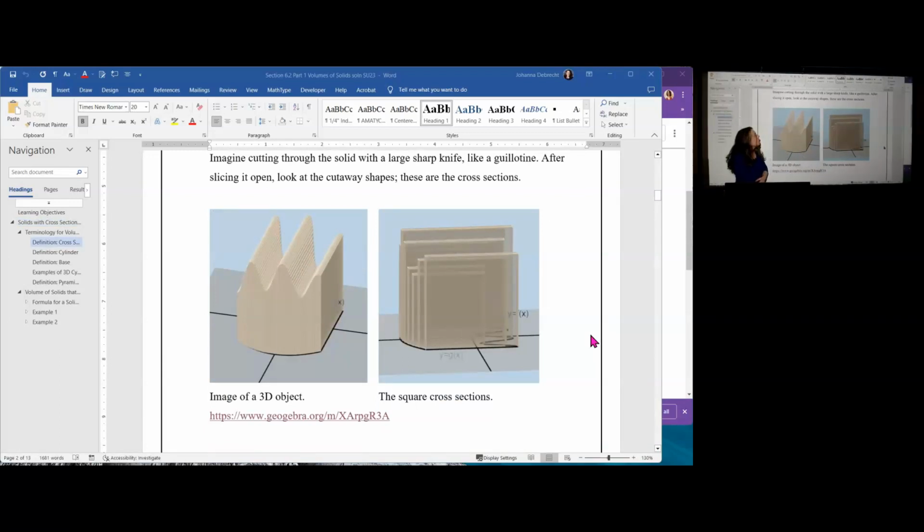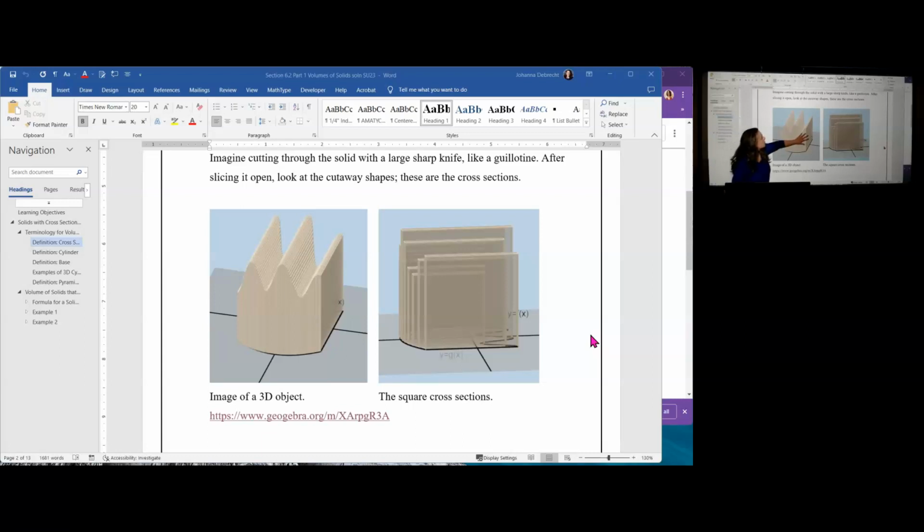After slicing it open, we want to look at the cutaway shapes. So for example, on this one, when you slice it apart, what do the insides look like? Do those shapes match the base shapes? If they do, then that's the kind of solid we're talking about.